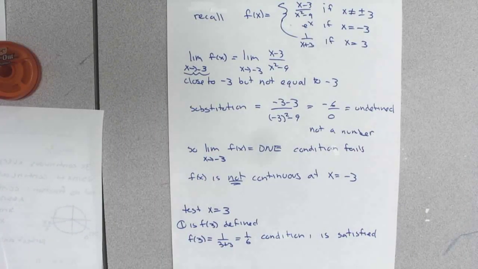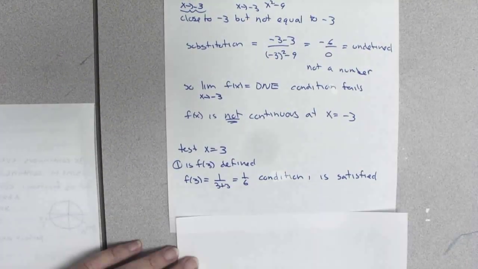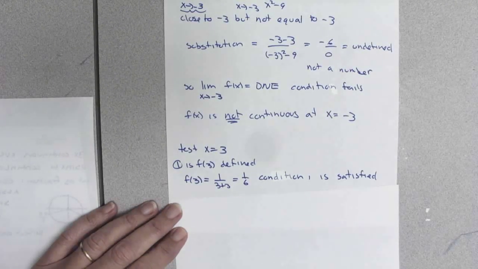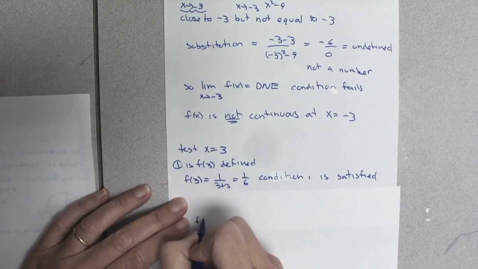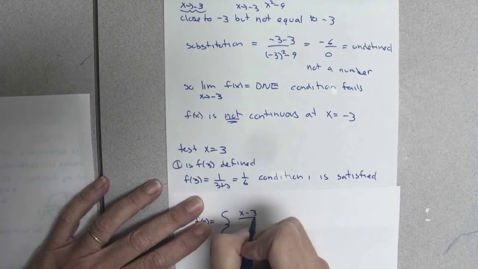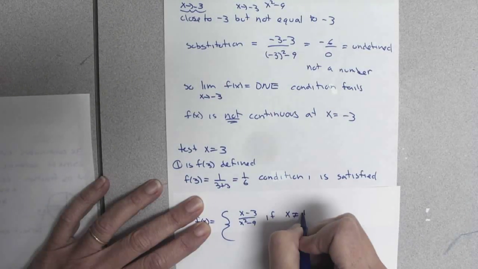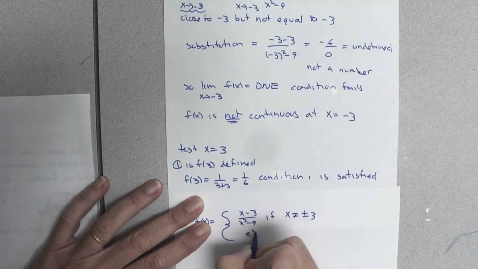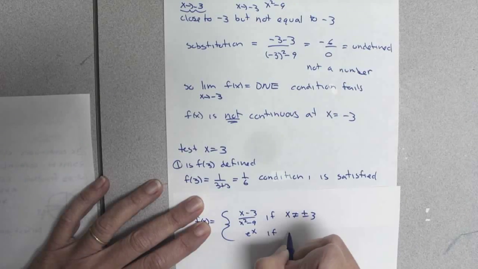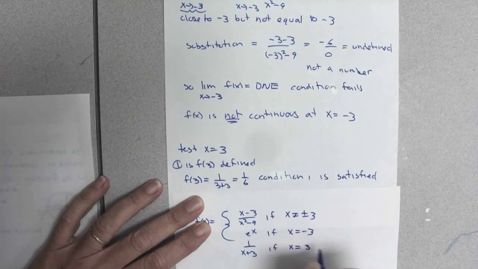If condition 1 failed, you stop there and you would claim that it was discontinuous. So now going on to condition 2. And again, I'm going to write my function at the top of this page here. f of x equals x minus 3 over x squared minus 9 if x is not equal to plus or minus 3, it's equal to e to the x if x is equal to negative 3, and it's equal to 1 over x plus 3 if x equals 3.